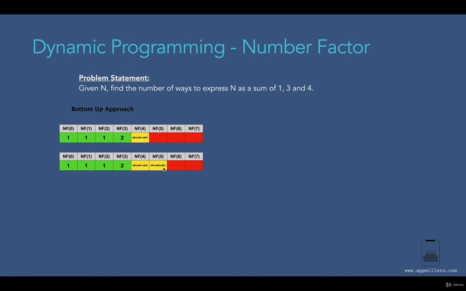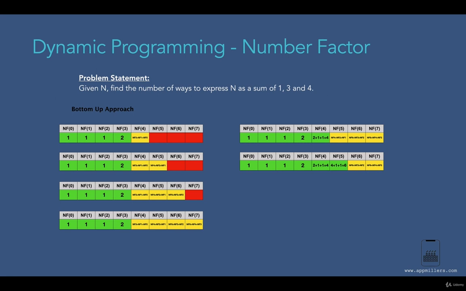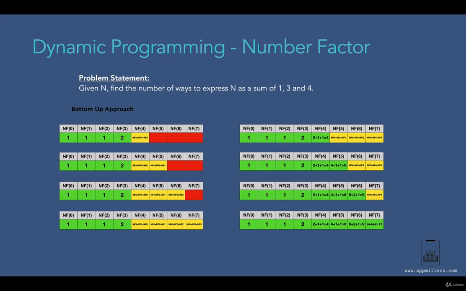Then after calculating number factor 5, we can continue to calculate number factor 6. Now in this case, the equation will be like this, based on these numbers over here. Then we are going to calculate it for number factor 7. For number factor 7, the equation will be like this. Now after calculating it, we can fill these values very easily. So number factor 4 is going to be 4, and number factor 5 is going to be 6. Now number factor 6 is going to be 9, and number factor 7 is going to be 15 over here. So as you can see, the bottom-up approach is the reverse version of the top-down approach.